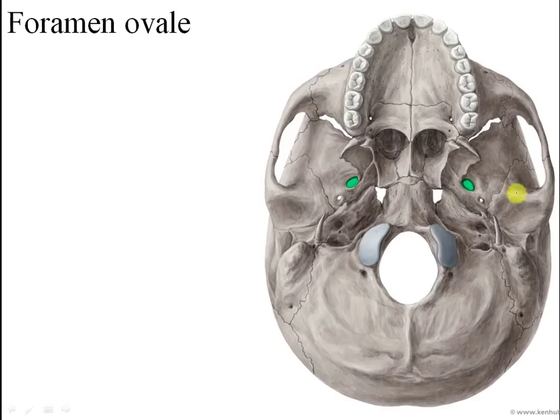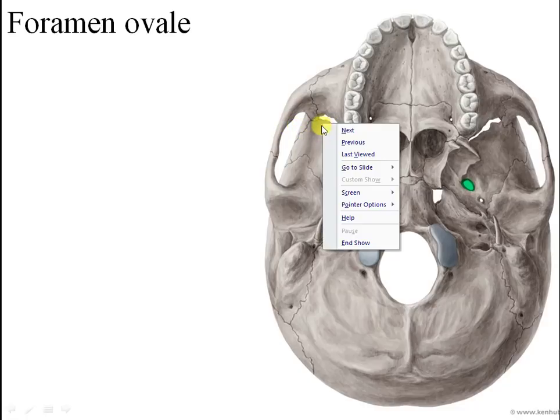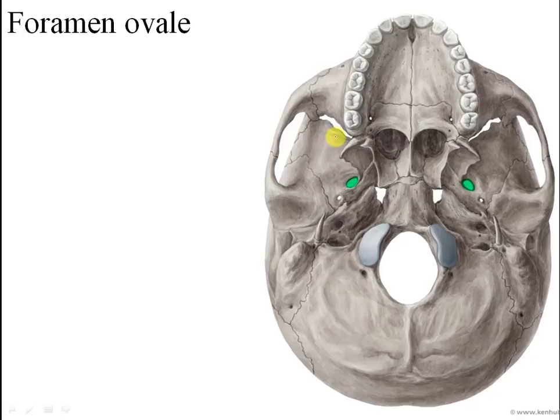In this inferior view of the base of the skull, the greater wing of sphenoid here. In this view, we can see only two foramina in the greater wing of sphenoid. The oval one, foramen ovale, and posterior to it, the foramen spinosum. Why can't we see the foramen rotundum? Because the foramen rotundum opens here into a deep fossa, the pterygopalatine fossa, so we cannot view the foramen rotundum in this view.